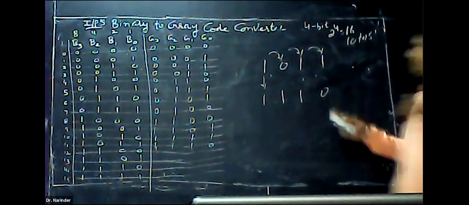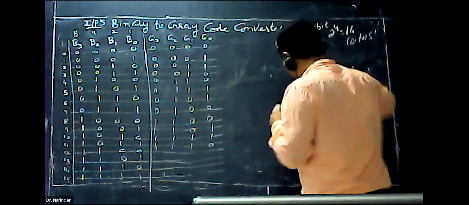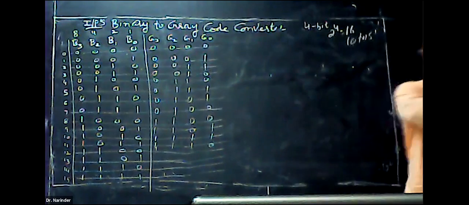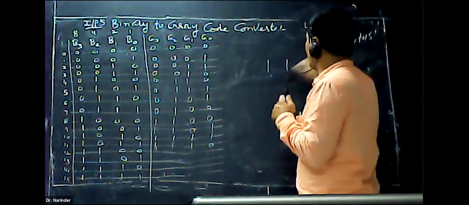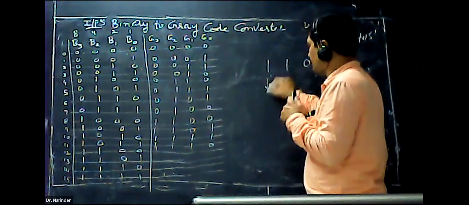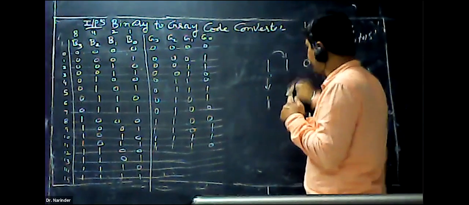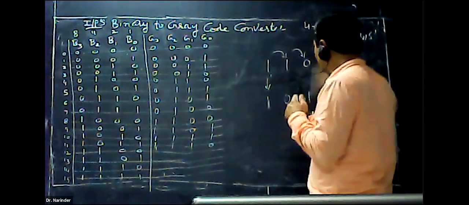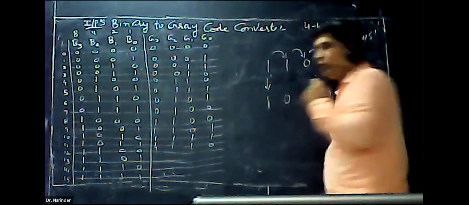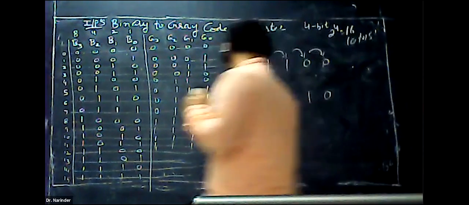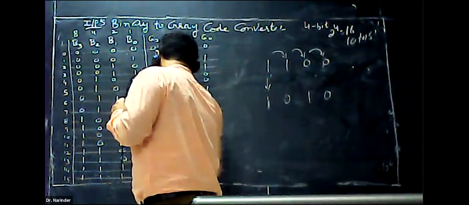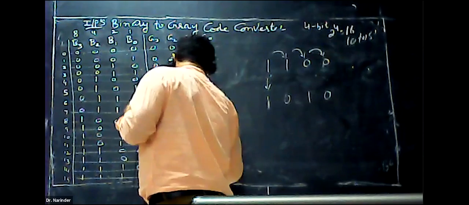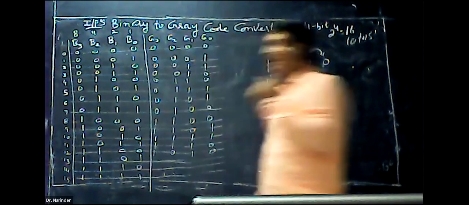Next is 12. 1, 1, 0, 0. 1 plus 1 is 0. 1 plus 0 is 1. 0 plus 0 is 0. So write here 1, 0, 1, 0.